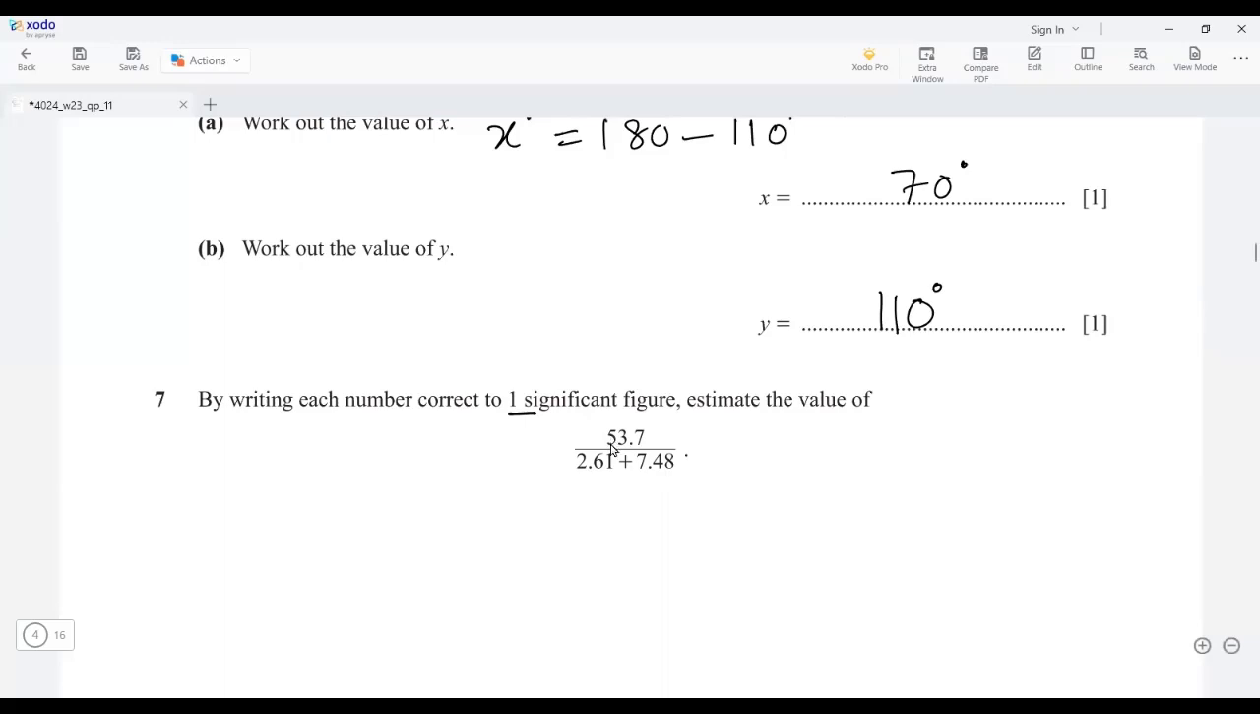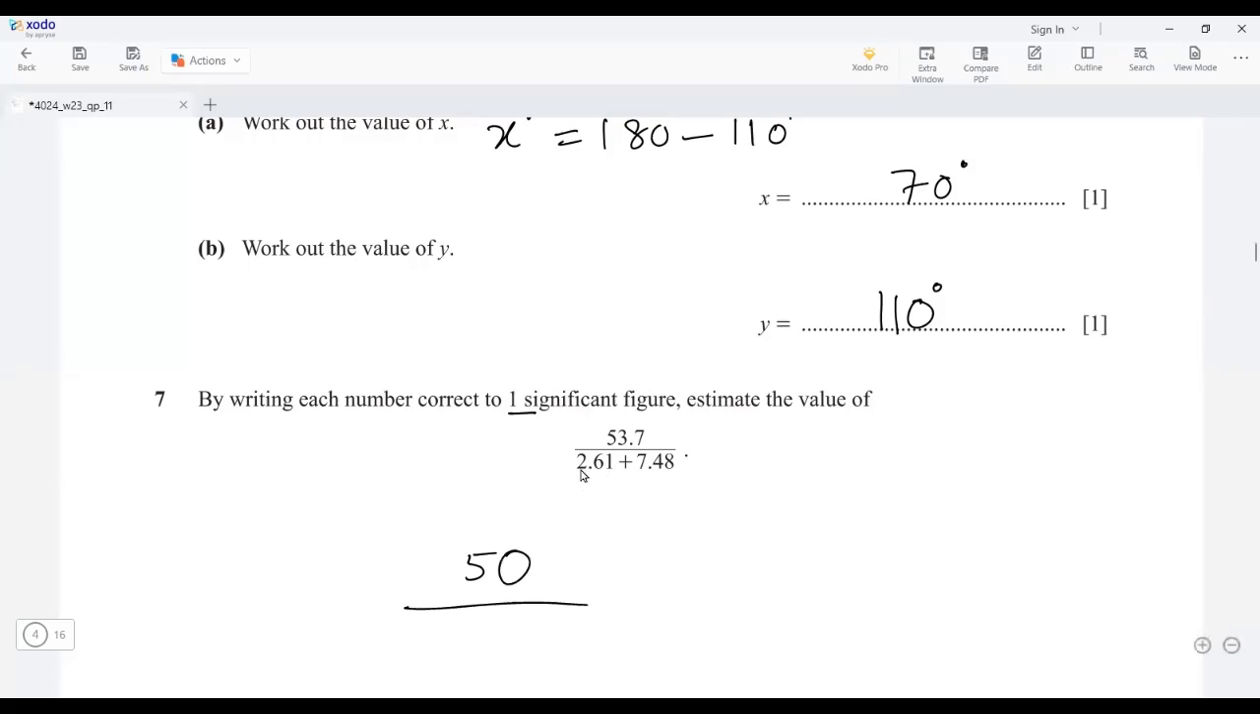So 5 is basically the first significant figure. Look at the next numbers. All of the numbers, you have to make them 0. It means that we have to round off 5 because the next number is smaller than 5. So we don't have to add 1 into that. So it will be 50 divided by, so 2.61.